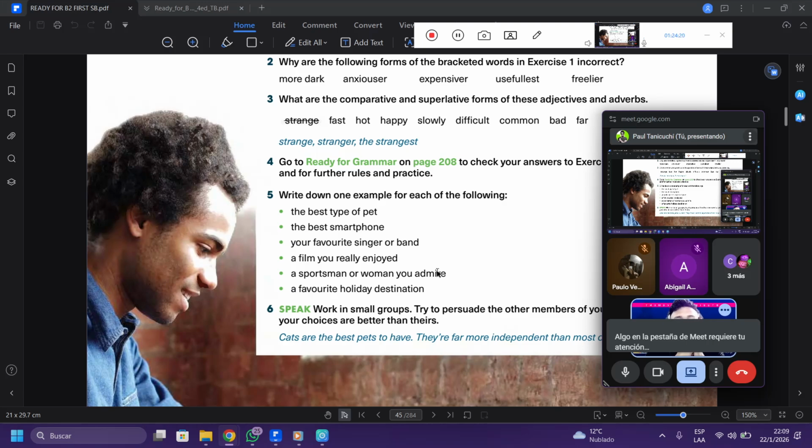Okay? You can write as many sentences as you are able to per each one. Try to use all of the vocabulary that we learned today.